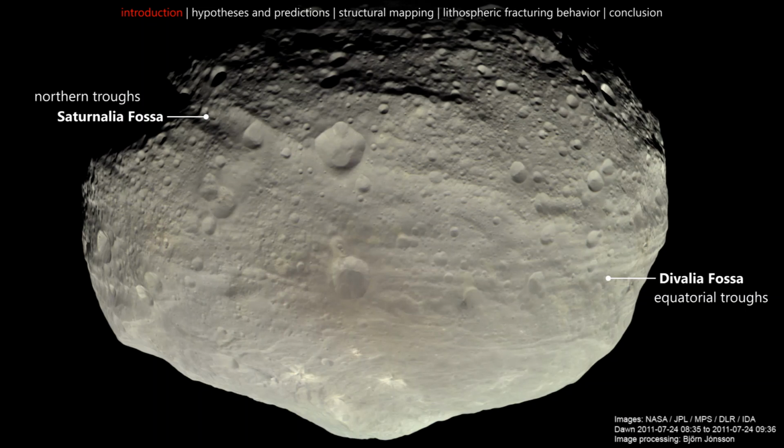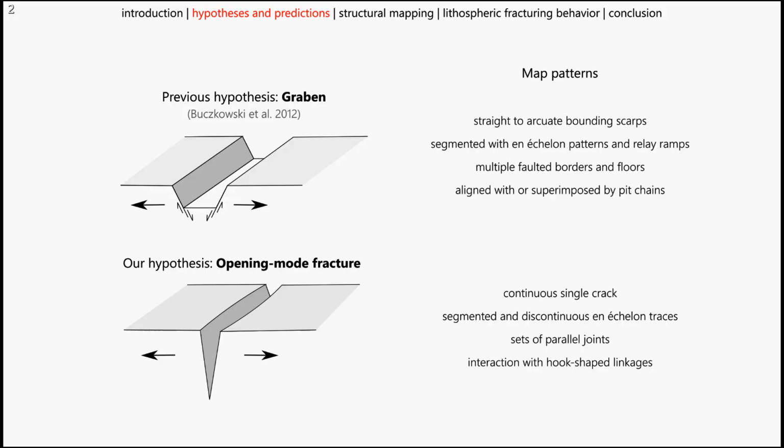The equatorial set encircles two-thirds of Vesta's equator. The northern troughs show an orientation oblique to the equatorial troughs by around 30 degrees, and are only exposed in the northern hemisphere, as their southern extent is truncated by the equatorial trough.